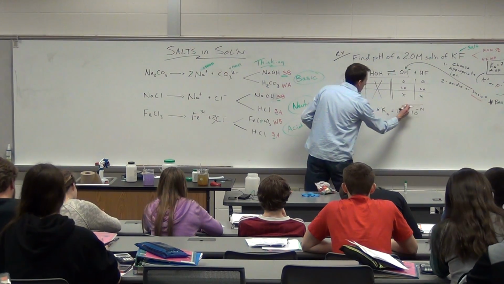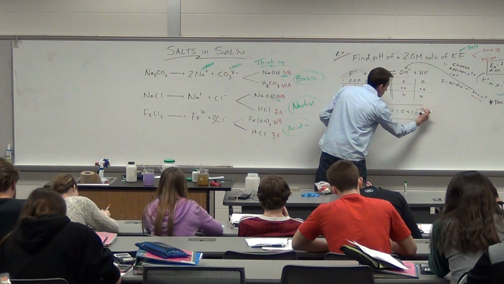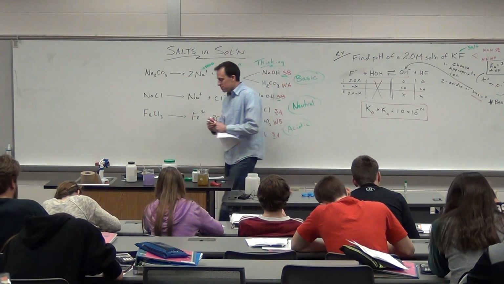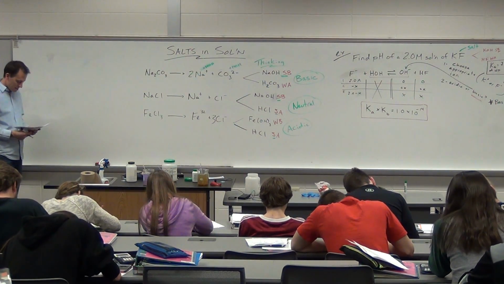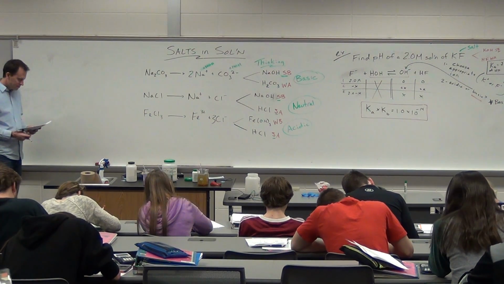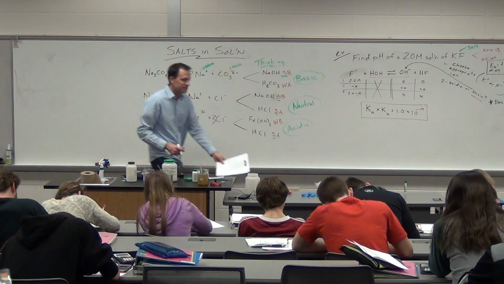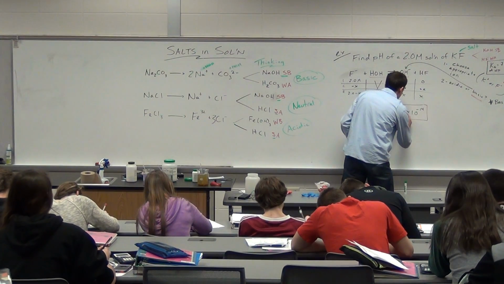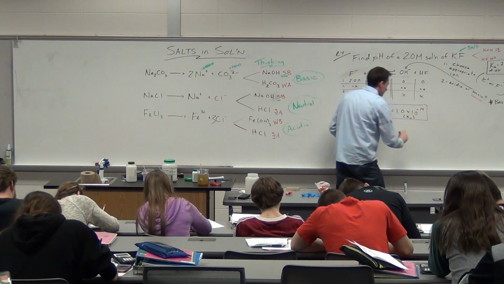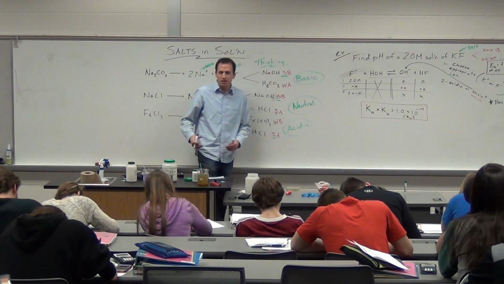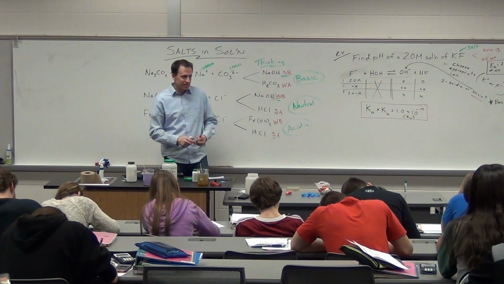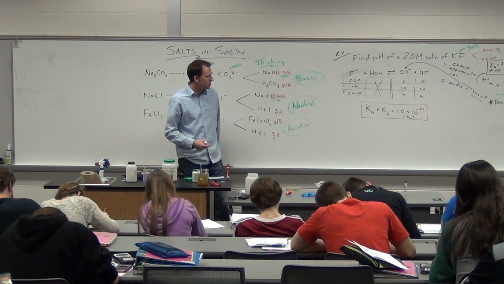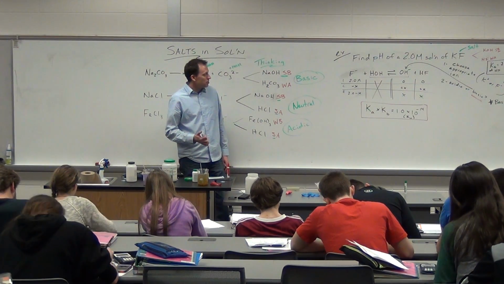I believe this is on your yellow sheet. But your Kas and your Kbs, multiplied, equal 1.0 times 10 to the negative 14, which is technically Kw, right? That is what Kw is. Sometimes Kw changes with temp. Let's assume that standard temperature is 25 degrees. Okay, so we will need that.